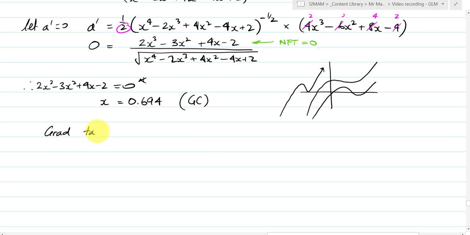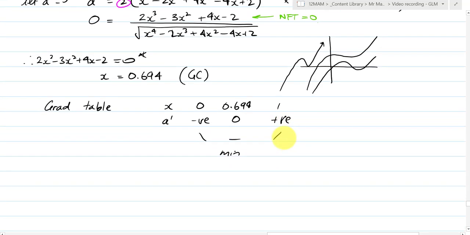And that one solution, if we do a gradient table test for it on a dash, so we've got x and a dash. If x is 0.694, we get a dash is 0. If x is 0, we get a negative. If x is 1, we get a positive. You can also do this quite cleverly in your calculator, giving us that, and therefore it's a minimum.